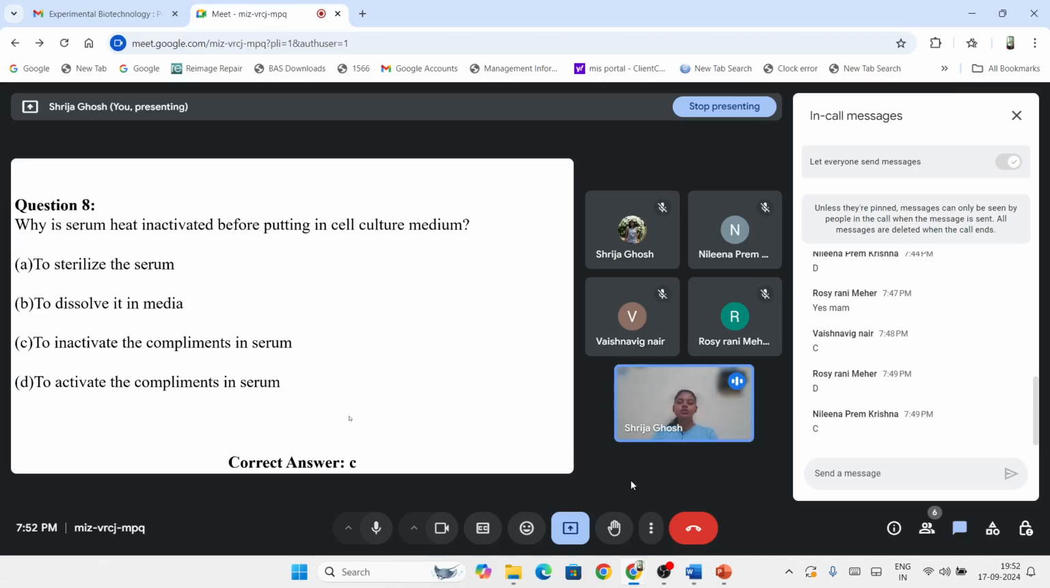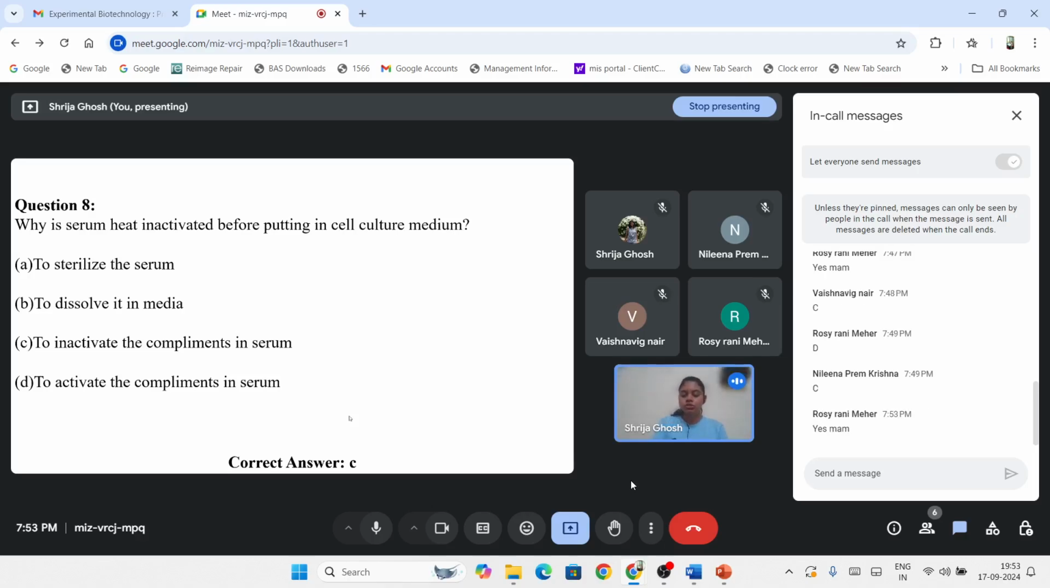But why is heat inactivation important? It is important to inactivate those complements in the serum that are going to inhibit the cell growth, which we do not want. We are adding the serum to enhance the cell growth, not inhibit it. So if something is inhibiting the cell growth, we have to make sure that that is not happening. I hope that's clear. Rosie, is that clear? You answered option D, so I hope this is clear why option C is the correct answer.